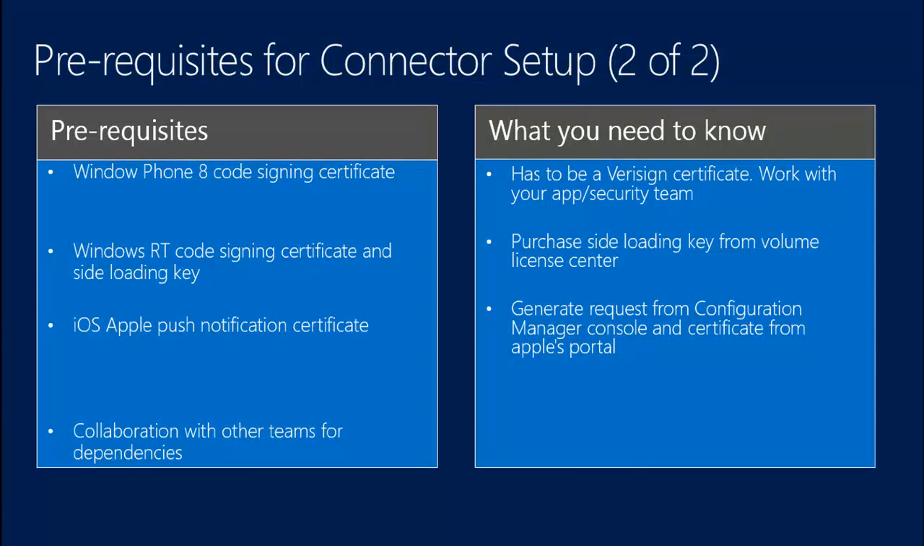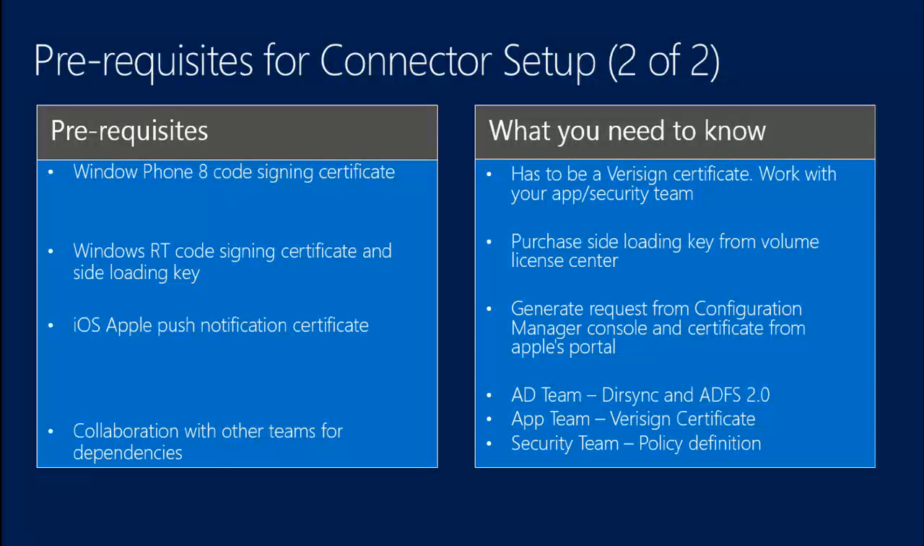So key takeaway, if you're not the master of everything in your environment, then you will have to work with other teams, namely your AD team for directory sync and ADFS 2.0, your app team for the VeriSign certificate for the Windows Phone 8, and your security team, because you want to have policies defined on what you want to enforce. Even though that's a later on thing after you enable enrollment, you still want to be able to work with your security team well in advance so they can determine what kind of policies they want to enforce on the end user.